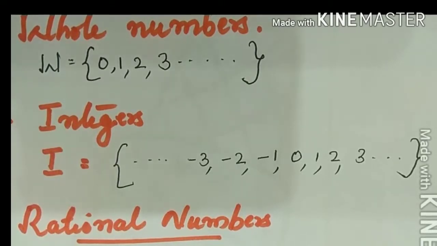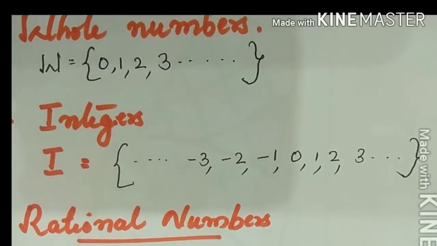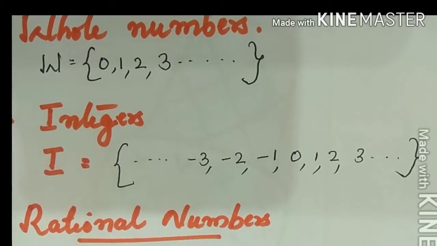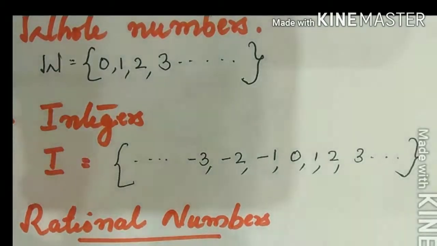Let me repeat once more. This is the definition of rational numbers. A number which can be expressed in the form of p by q, where p and q are integers and q not equal to 0, such a number is called a rational number.